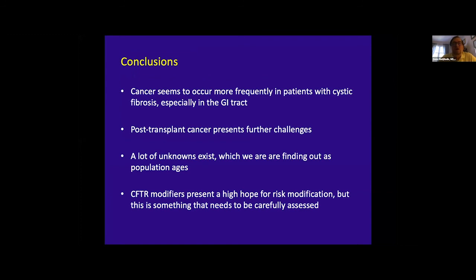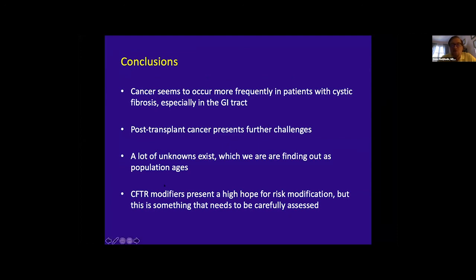So I'm going to finish by concluding here. One of the things I'm going to say is cancer seems to occur more frequently in patients with CF, especially in the GI tract. Post-transplant, this creates further challenges and is definitely even more increased. We have a lot of unknowns, and we're finding those unknowns as the population ages. So if we're seeing these numbers right now, in 10, 15, 20 years, when we have a much higher rate of older patients, we might be facing problems with cancer a lot more frequently.